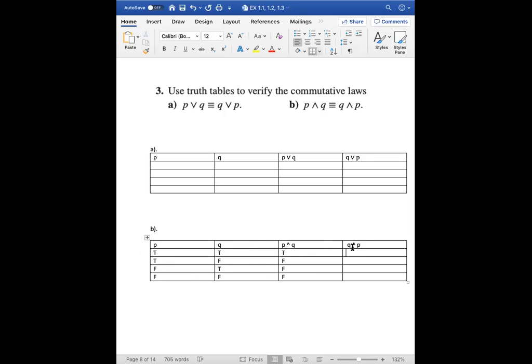And then we are going to reverse the order. So this is Q and P. True and true is true. False and true is false. True and false is false. And false and false is false. Okay, so as we can see from the truth table, the truth values of these two columns are equivalent to each other. Therefore, we can say that we have verified via truth table that the commutative law holds.